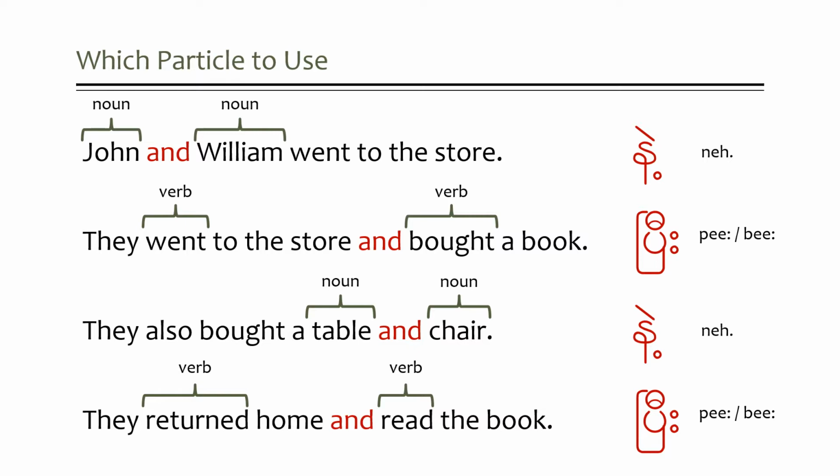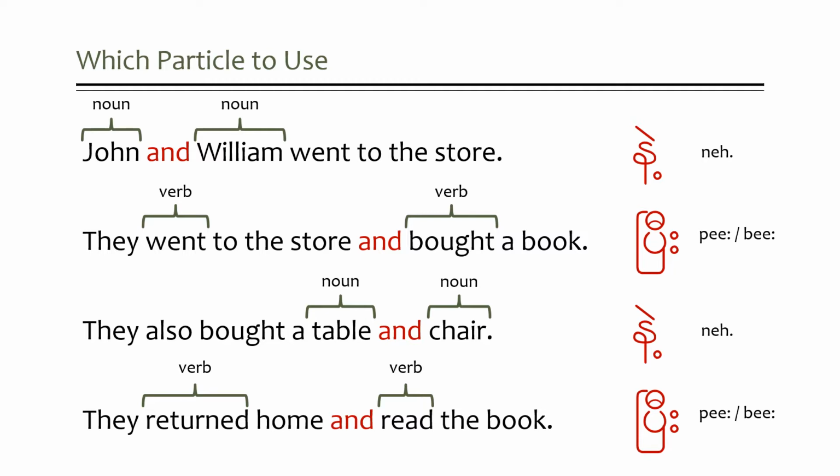So let's look. They went to the store and bought a book. See, they bought a book after they went to the store. Or they returned home and read the book. So after they returned home, they read the book. So what might help you to decide whether to use this particle is if you can say and then instead of just and. So they returned home and then read the book. They went to the store and then bought a book. It won't work when you're connecting two things, but it makes sense when you're connecting two actions.